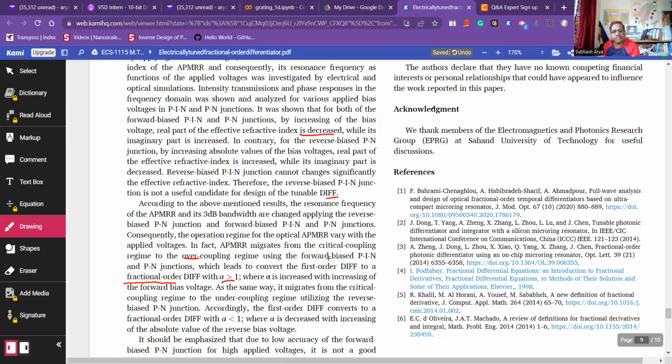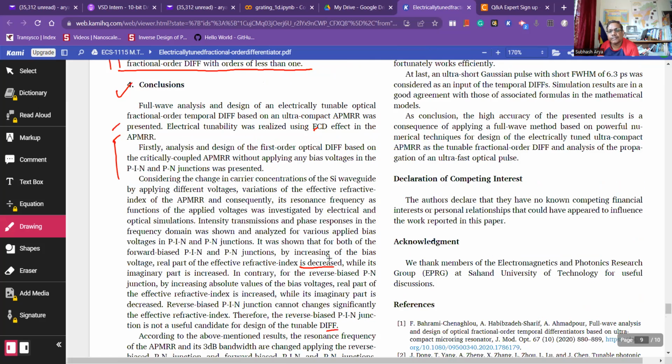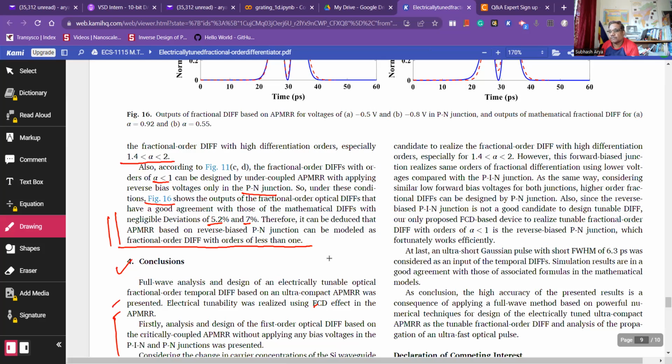In the same way, it migrates from the critical coupling regime to the undercoupling regime utilizing the reverse bias PN junction. Accordingly, the first order differentiator converts to a fractional order differentiator with alpha less than 1, where alpha is decreased with increasing of the absolute value of the reverse bias voltage. It should be emphasized that due to low accuracy of the forward bias PN junction for high applied voltage, it is not a good candidate to realize a fractional order differentiator with high differentiation order, especially for alpha 1.4 to alpha 2, less than 2.